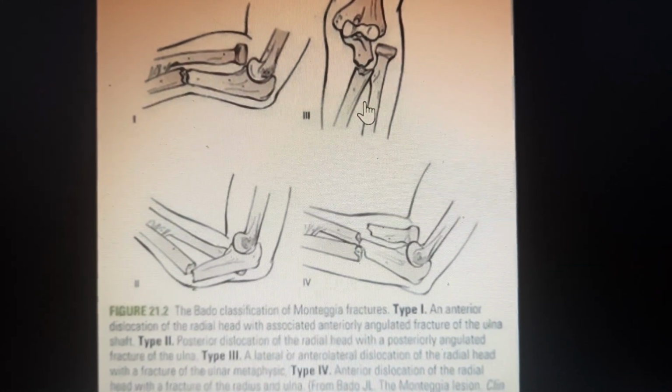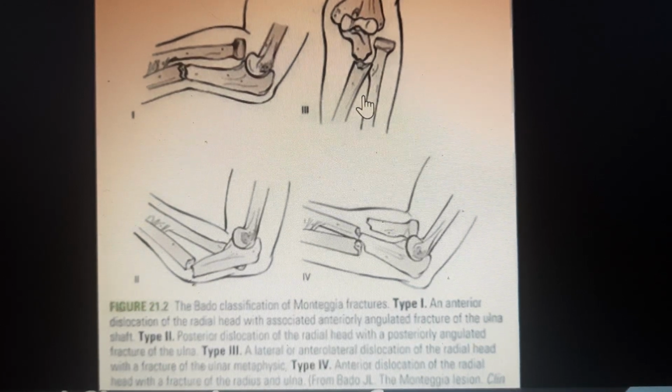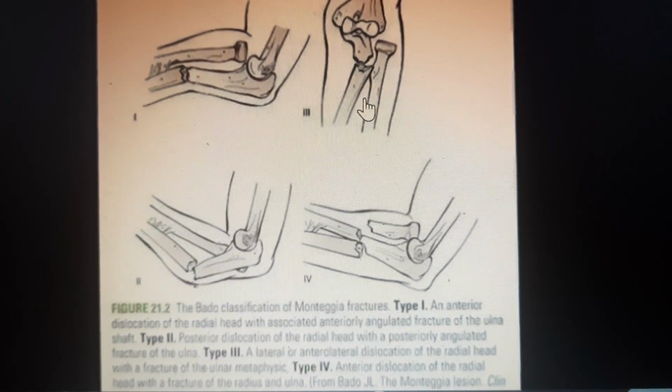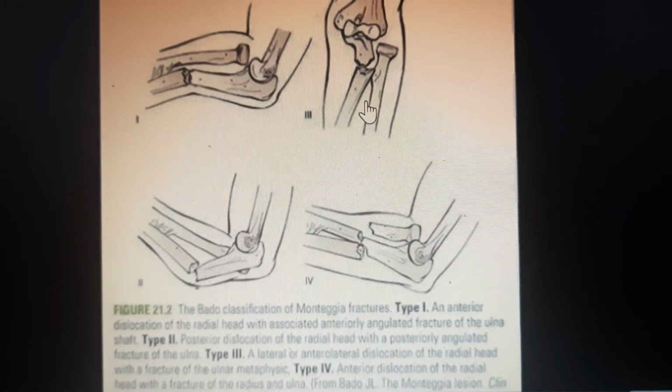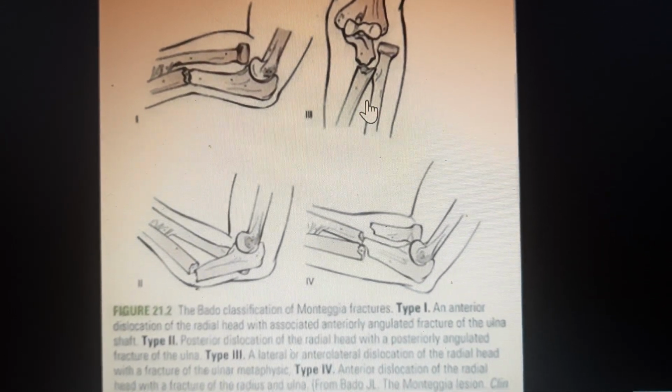In type 2, there is posterior dislocation of the radial head with a posteriorly angulated fracture of the ulna. Again, the fracture of the ulna is diaphyseal. There is posterior dislocation of the radial head and a posteriorly angulated fracture in type 2.